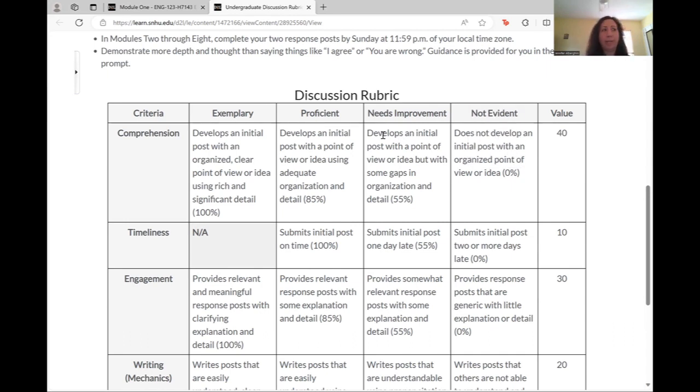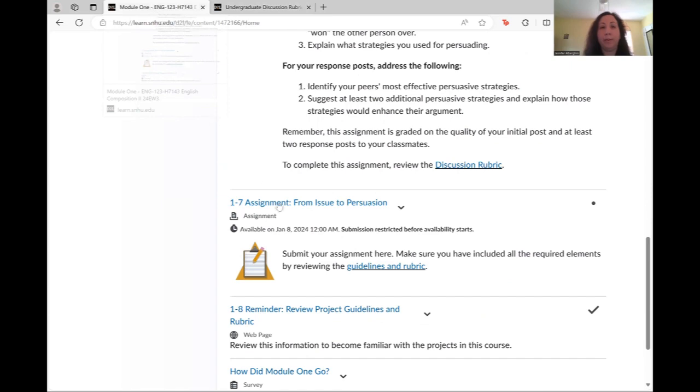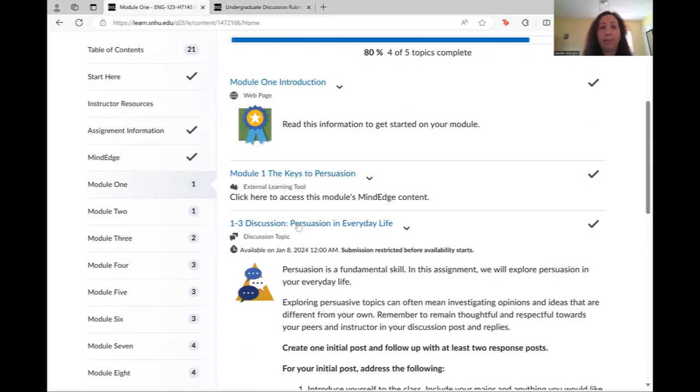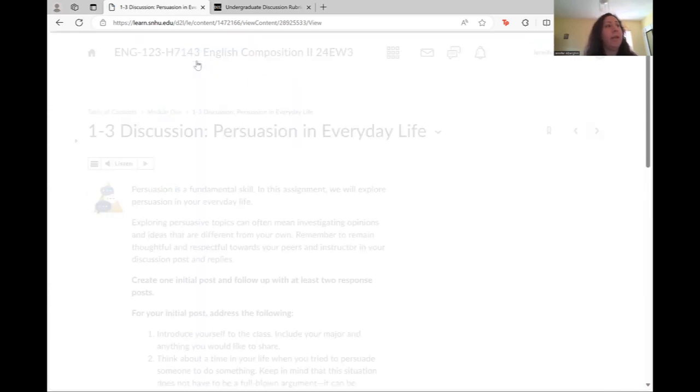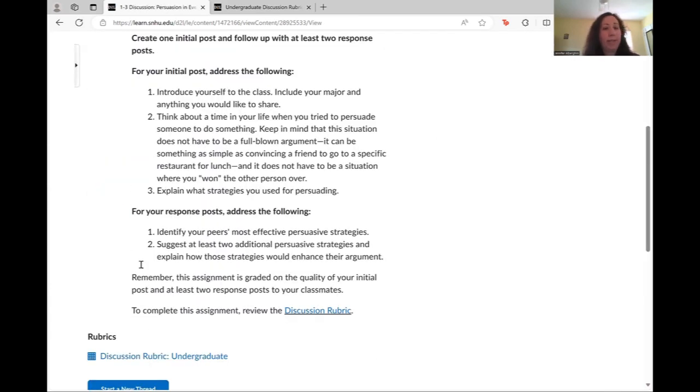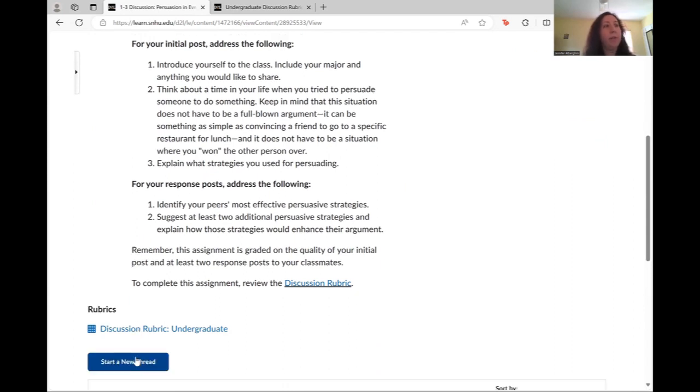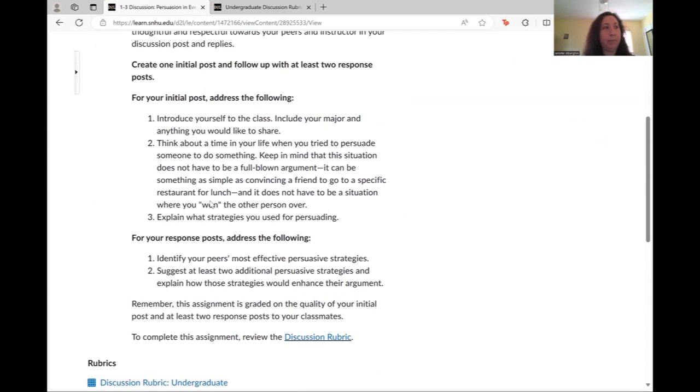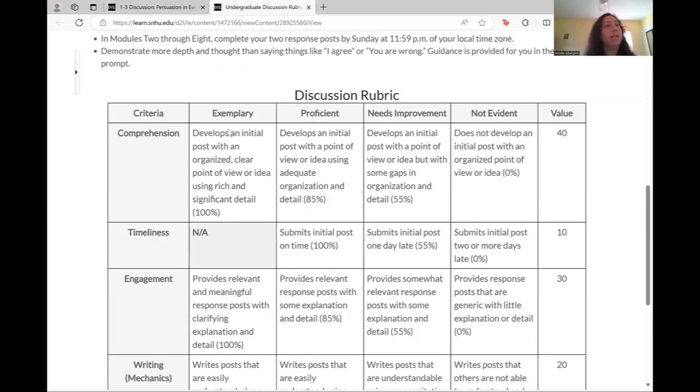So focusing on comprehension again, you'll notice that each value has the phrase initial post. That refers to when you go to the discussion board, so using English 123's 1-3 discussion, persuasion in everyday life. You go to the discussion board and click start a new thread and write 1 to 2 paragraphs answering the question in this prompt. So this will be evaluated according to the quality of your post. However, if you do not submit the initial post at all, then of course that is not evident.